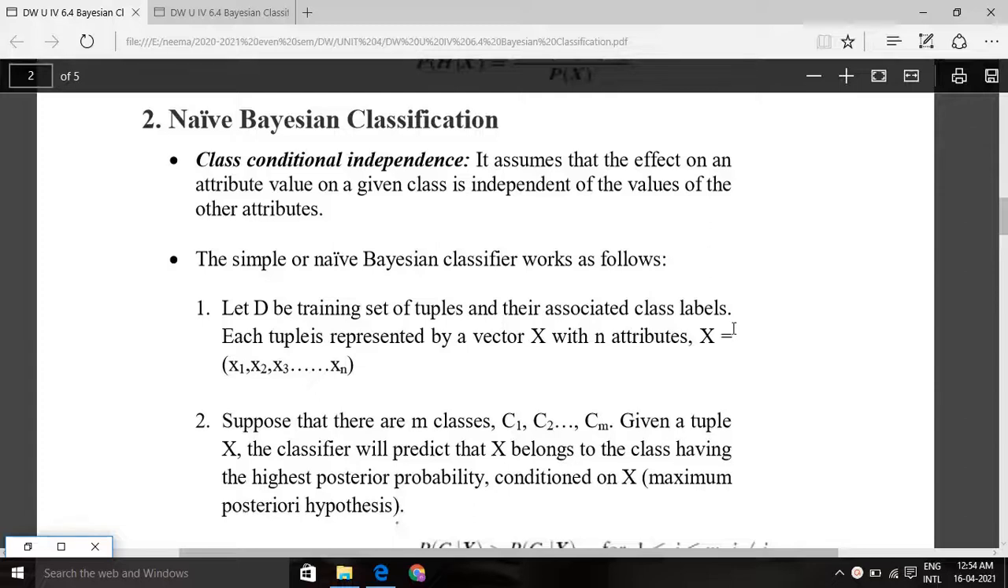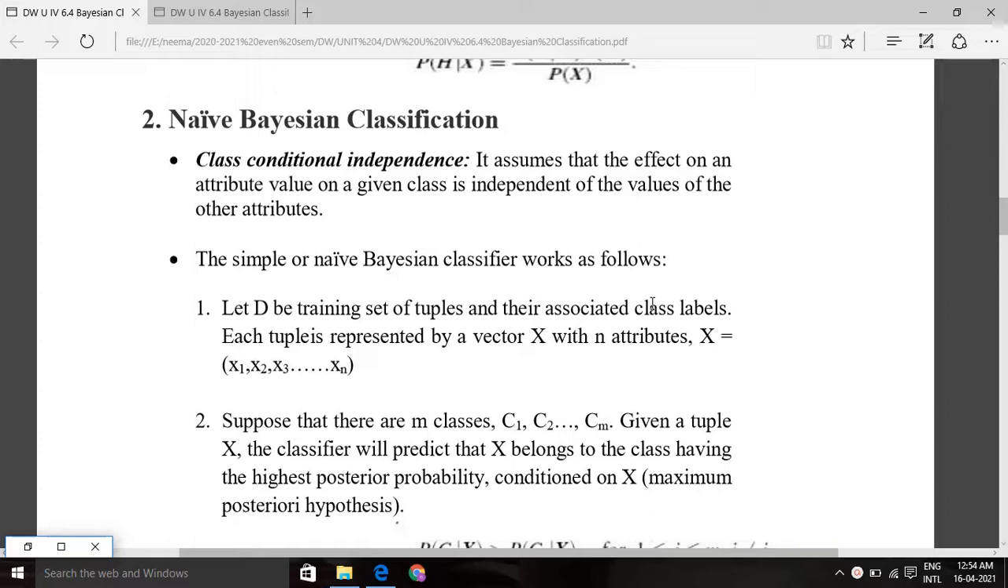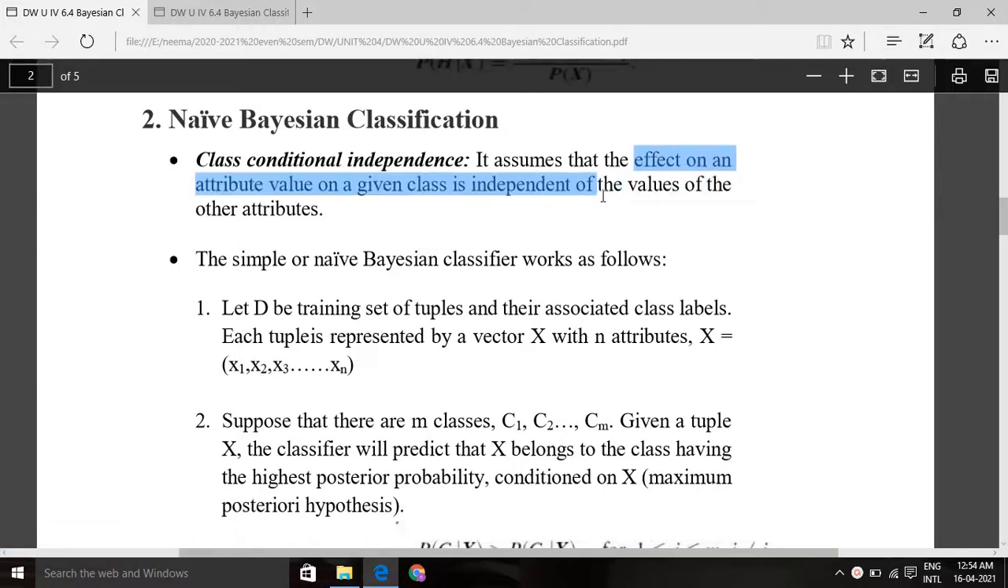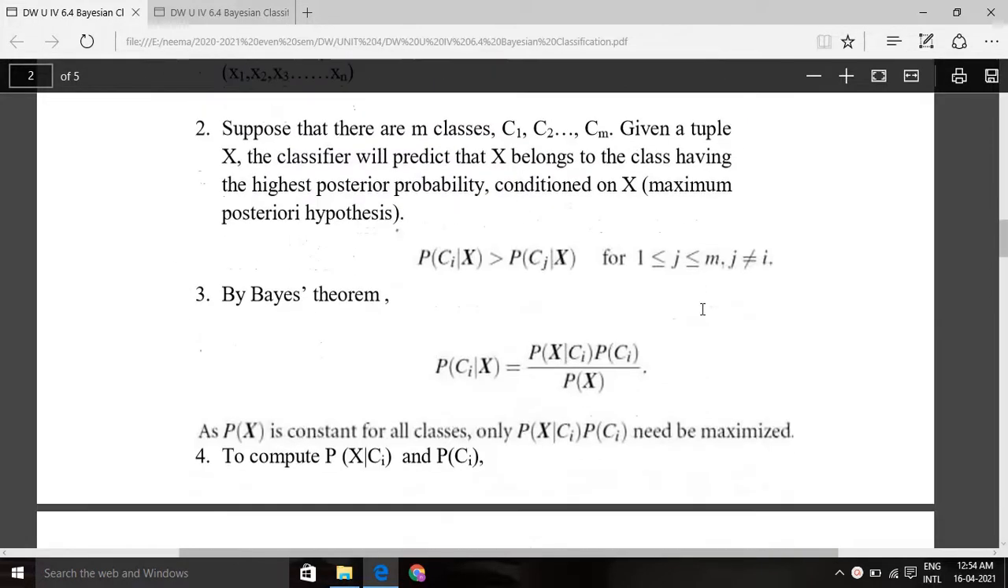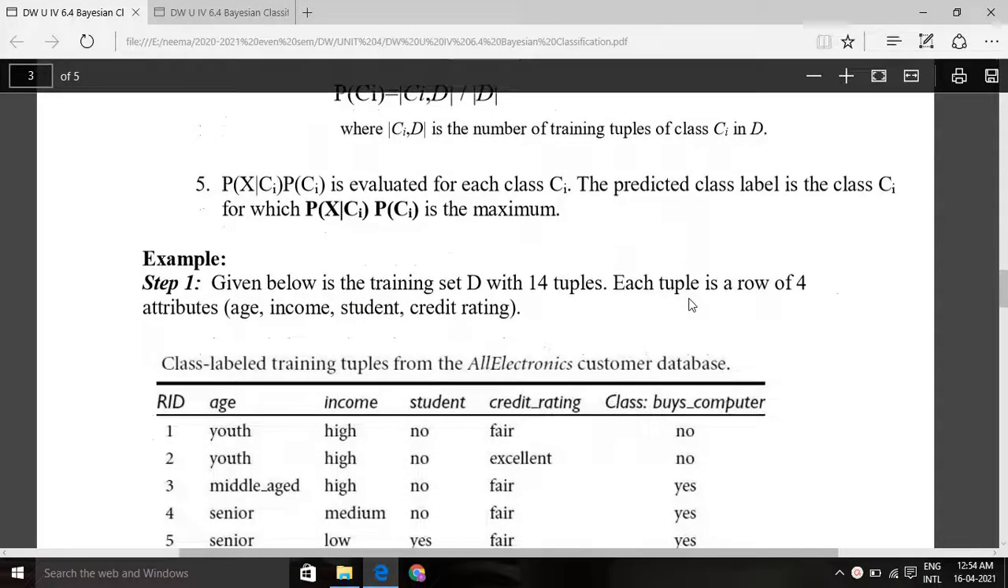We are going to see about naive Bayesian classification. It is based on an assumption that the effect of an attribute is independent of the value of other attributes, and this is the algorithm for a simple naive Bayesian classifier. First we will see an example.